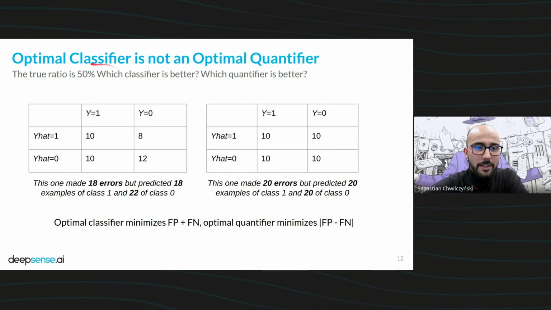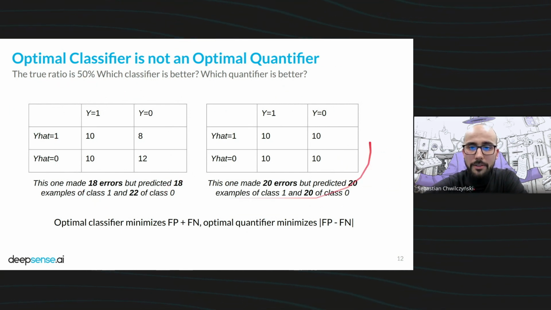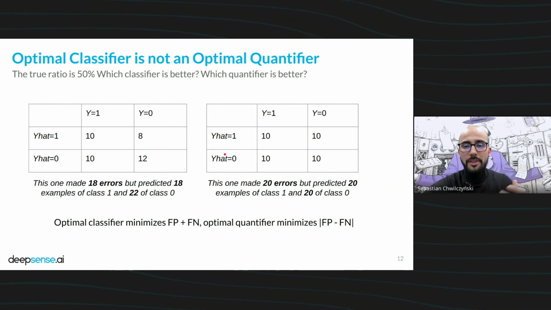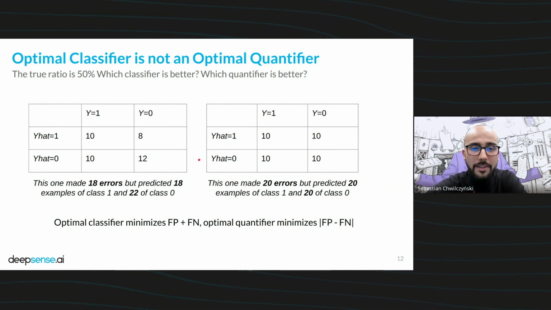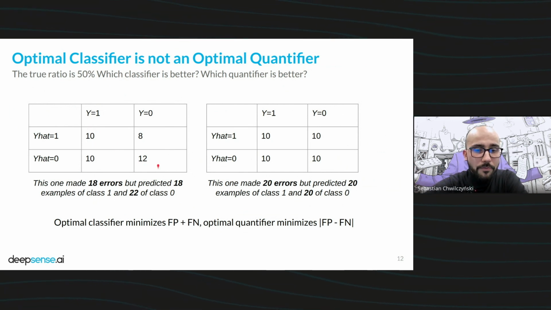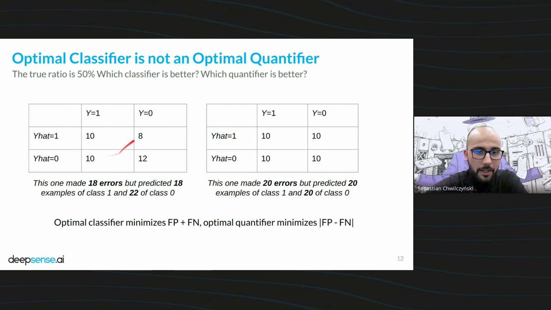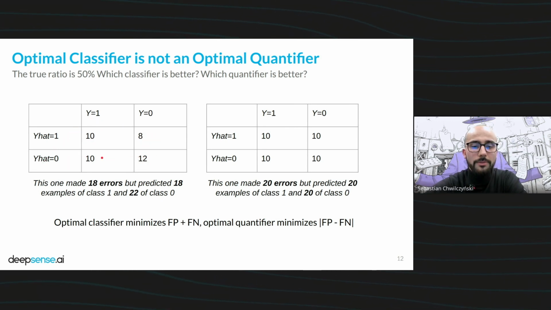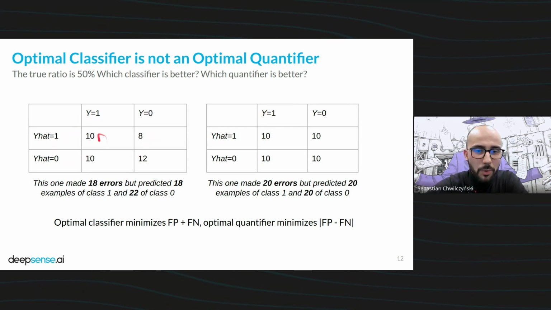So in this data that I've shown here, the true ratio is 50%. And we have two classifiers. Which quantifier is better? Because we want to predict the proportions in the data, not the individual predictions. If we look at the first one, we can see that this one made only 18 errors, 10 and 8, but it predicted y had 1, 18 people, and y had 0, 22 people. And our ratio is 20 to 20.